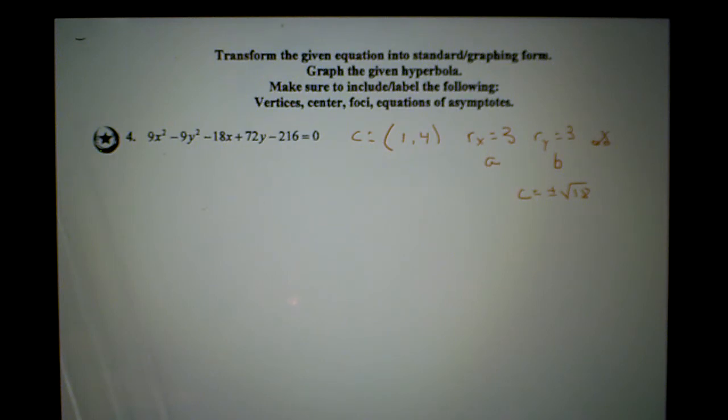So let's graph. So we're going to put the center in first. 1, 4. Now remember, these are my real vertices because I cut through the vertical ones, the y ones. So I'm actually going to radiate 3 units out to the right. Where does that land? That's right, 4, 4. Radiate 3 units to the left.